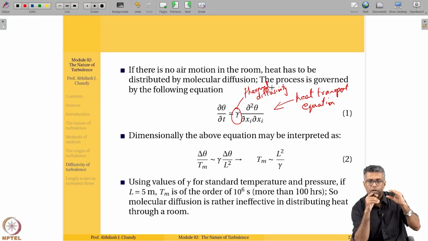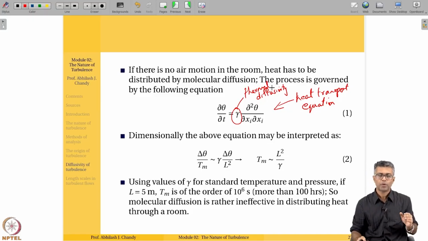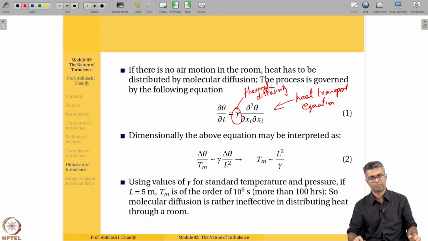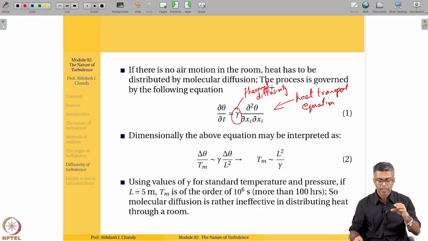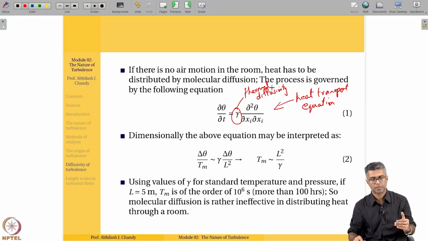Now, what I want to do is dimensionally analyze this equation. I don't want to solve the equation. I don't want a solution for this equation. But I want to dimensionally analyze this equation so that I can understand the consequences of turbulent flow in the context of this particular problem. That is what I'm going to do. So I'll dimensionally analyze this equation by representing each quantity in this equation as scales.